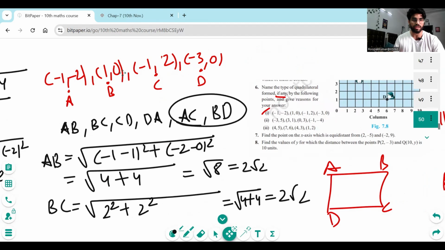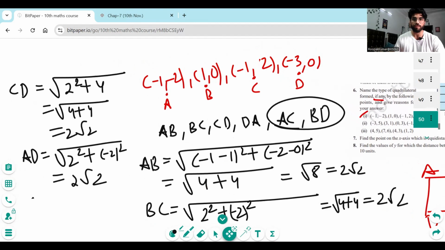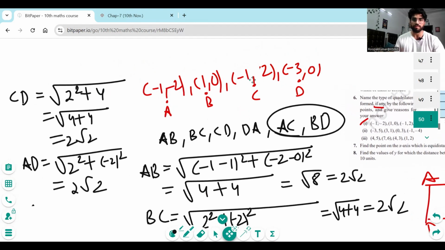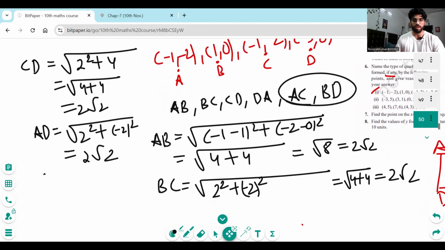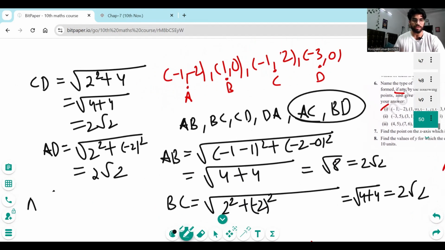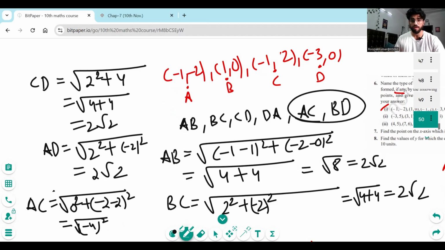So BC, we will check 0 minus 2 squared. It is the same thing, so it will not change that much. Let's go for CD. 2 squared, that will not change that much. AD: -1 and -1 is +2, -2 and 0, it will also not change. So everything is fine, but now let's check what is AC. -1 plus 1 is 0 squared, and -2 and -2 squared. So this is (-4) squared, which is 16, and the square root of 16 is 4.